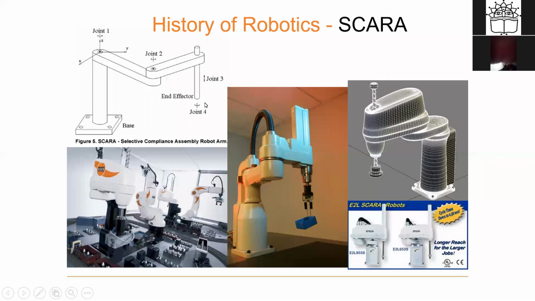Now see, the important part of SCARA is that it is selective compliance. What is the meaning of compliance? We can give constraints. We can give orders to the robot that let's move the drill only in the XY direction, and let's have a rotation only in the Z direction. So compliance can be given. In industry, this is the most preferred robot, the SCARA robot. Selective compliance, right?